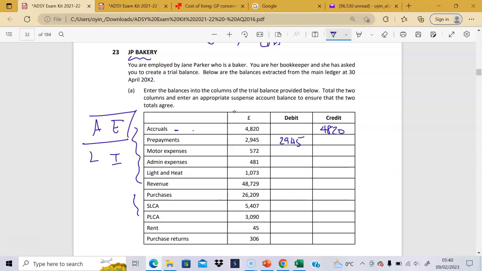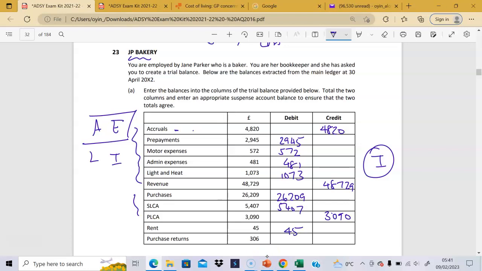Prepayments are an asset. Expenses are expenses, so that's E. Expenses here as well. Expenses here as well. Revenue is income, yes, so that's an I, isn't it? All right. Purchases, of course, here. Sales ledger control account, so that's an asset. This is a liability, or that you owe that. Rent is an expense. Purchases return.